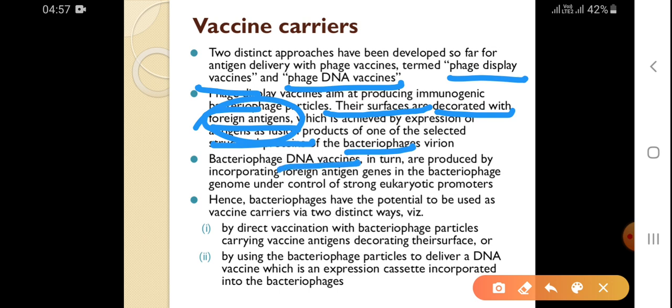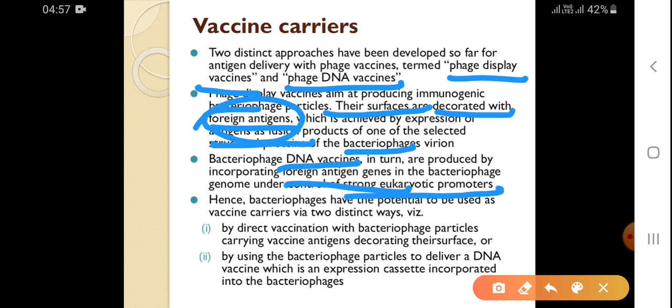So DNA vaccines, as the name suggests, how are they produced? You incorporate the foreign antigen genes in the bacteriophage genome under strong eukaryotic promoters. So the bacteriophage is a manipulated one here. It is genetically modified. The protein is not changed anyway. The DNA is now combined, ligated with the foreign antigen. Whereas in the previous case, the change is made on the structural protein. In the next case, that is the DNA vaccines, there is a change in the DNA. So these are the two methods.